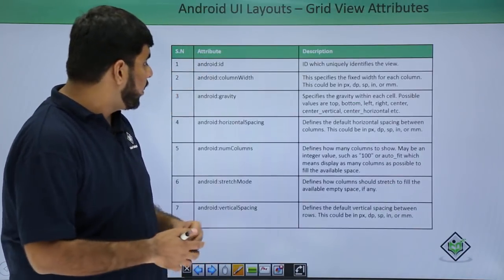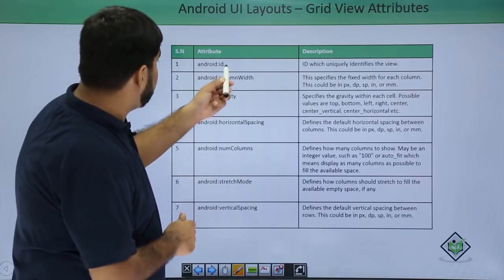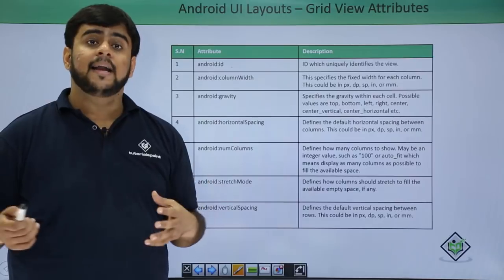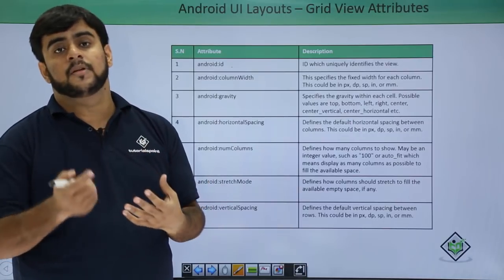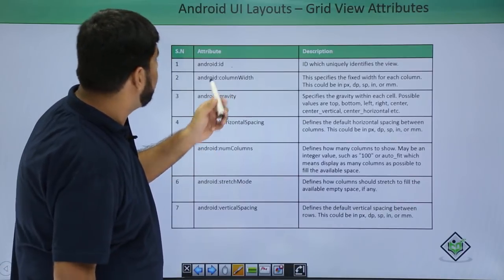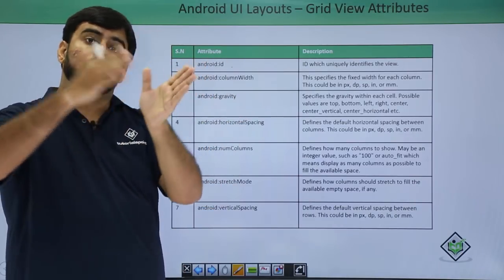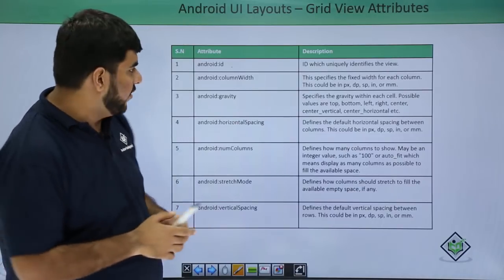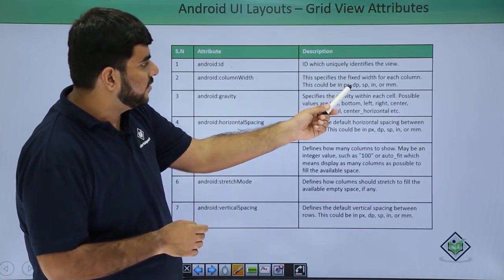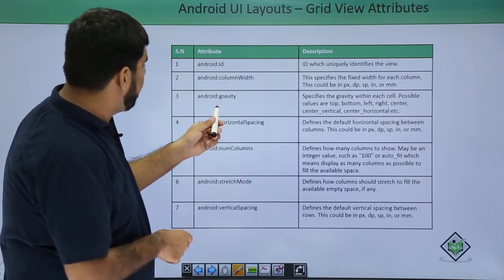Now let's see what the attributes of grid view are. The very first attribute is the ID. ID is a small representation of the uniqueness of a grid view. Then we have the column width. Column width defines what the width of all the columns in your application should be. We mention it in either PX, DP, SP, IN or MM. After this we have gravity.